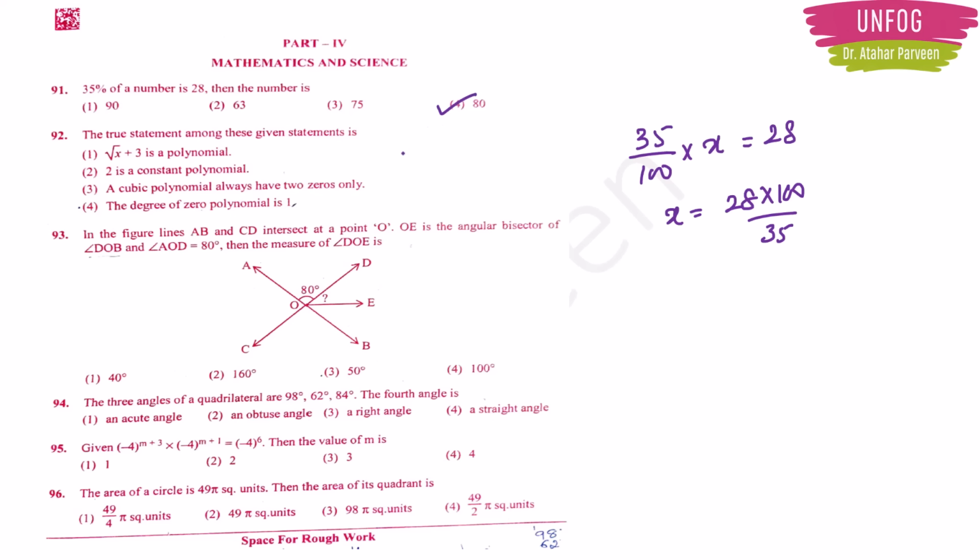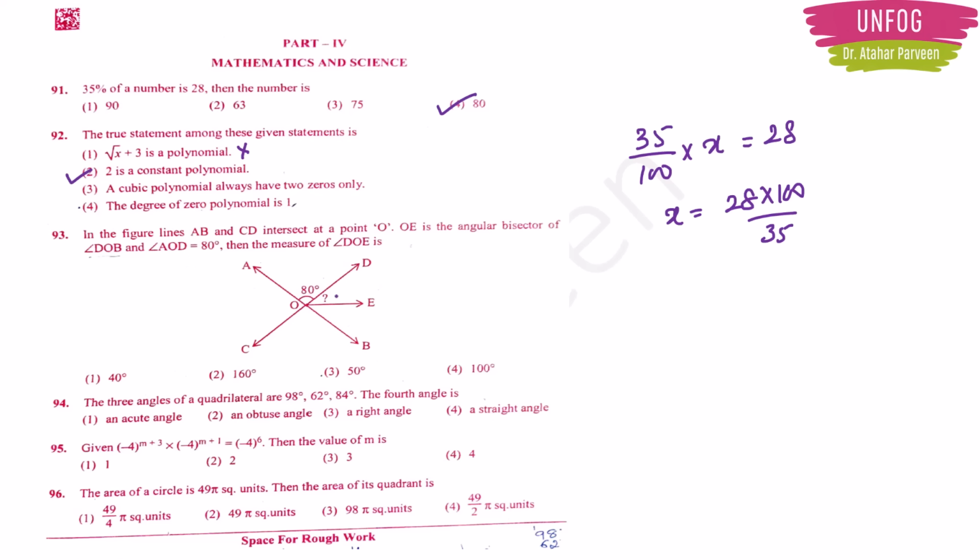Next, question number 92. The true statement among these given statements is: root x plus 3 is a polynomial. No. 2 is a constant polynomial. Yes, option 2 will be the correct answer here. Rest all options will be obviously wrong because they are asking only one true statement.